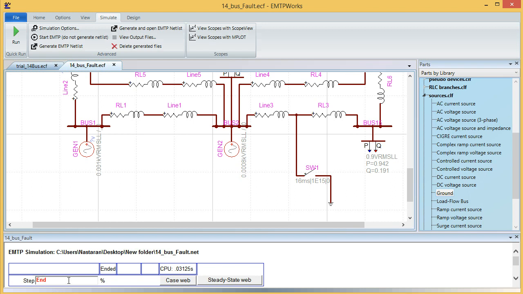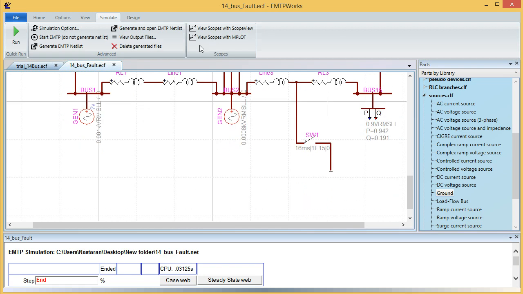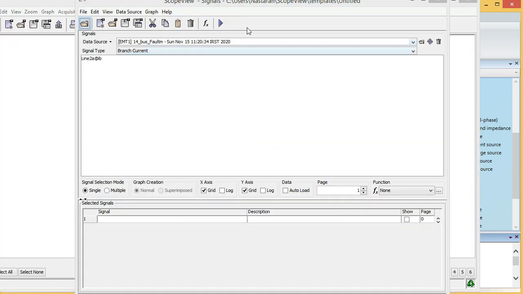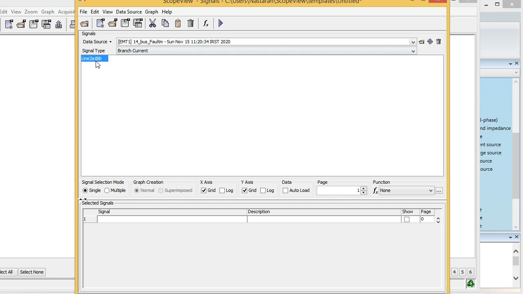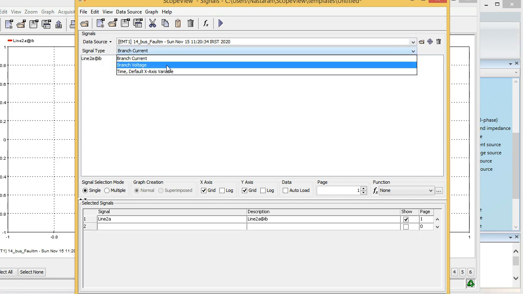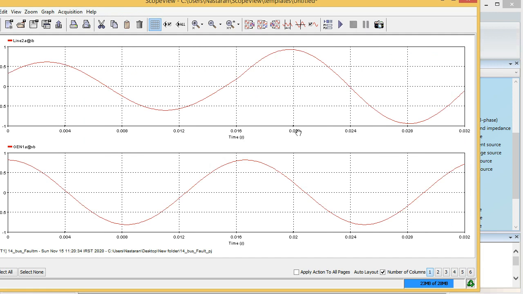As you can see, the simulation takes pretty little time. But if you used more complex lines over here, it would take much more time. So I'm just gonna review the results in the scope view. Here in scope view, I'm gonna show the branch current. I'm also gonna show the generator voltage. Let's see them. And as you can see, the fault happens at time 60 milliseconds, which is over here.